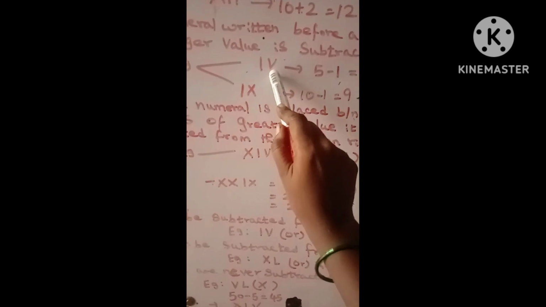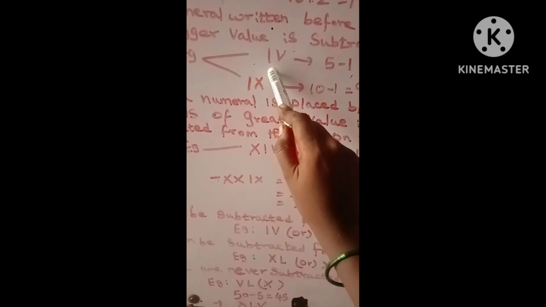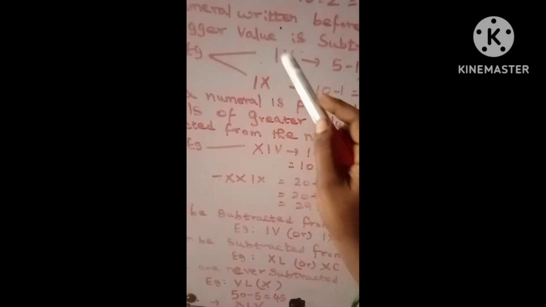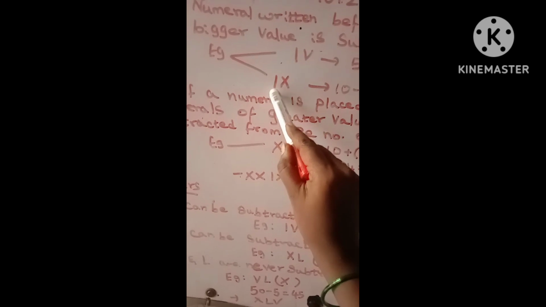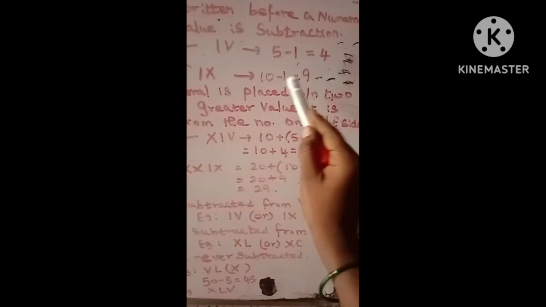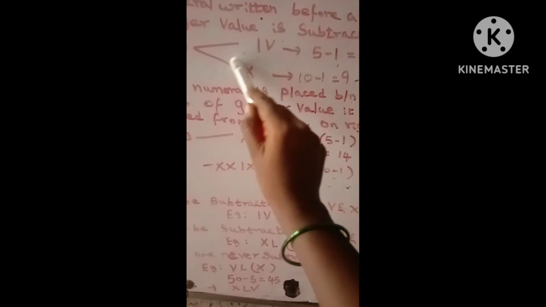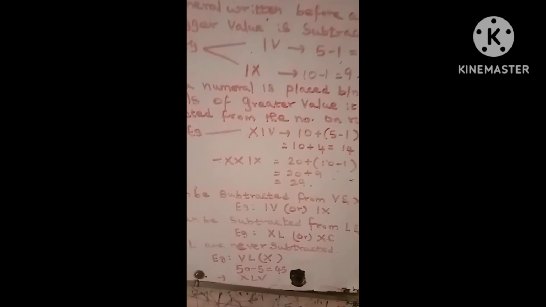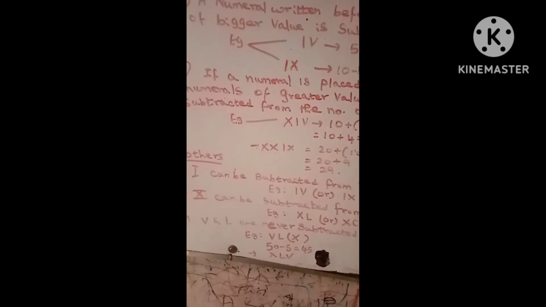Here 5 is a bigger number that comes in the second position and 1 is a smaller number that comes before 5. Okay, so another example, 1 then comes 10. It means 10 minus 1. Okay, 10 minus 1 gives you 9. So 9 we are writing in this form. Okay, so it means subtraction. So here the smaller number will come first, then comes the bigger number.